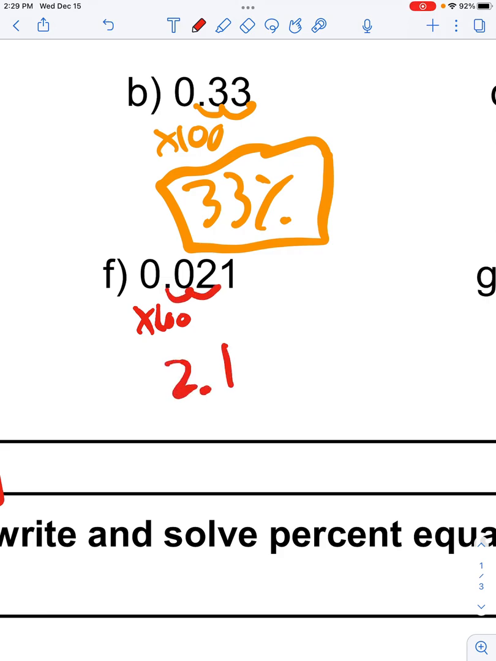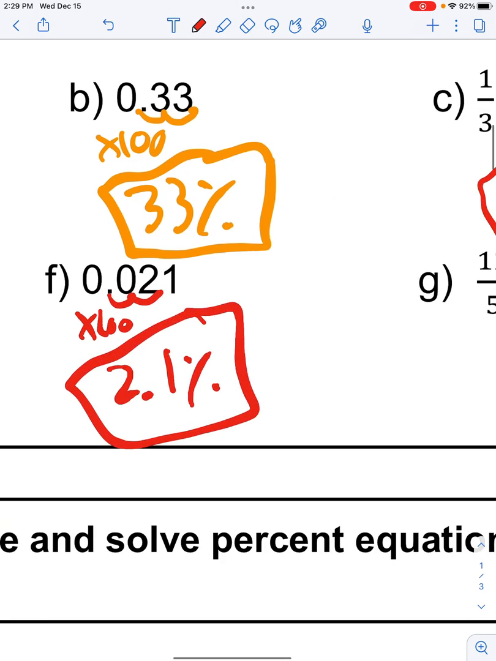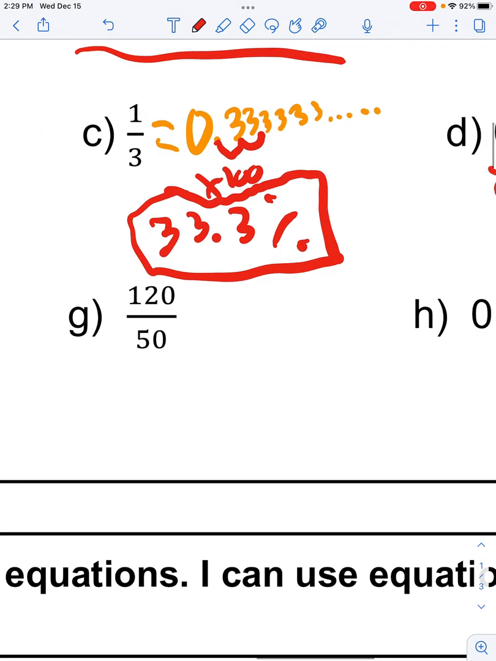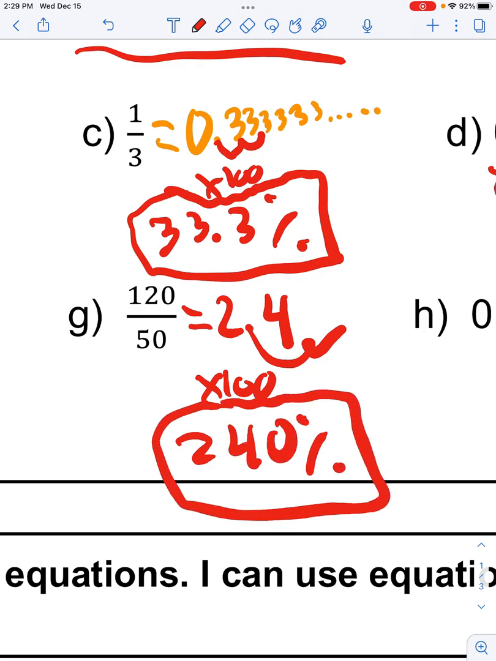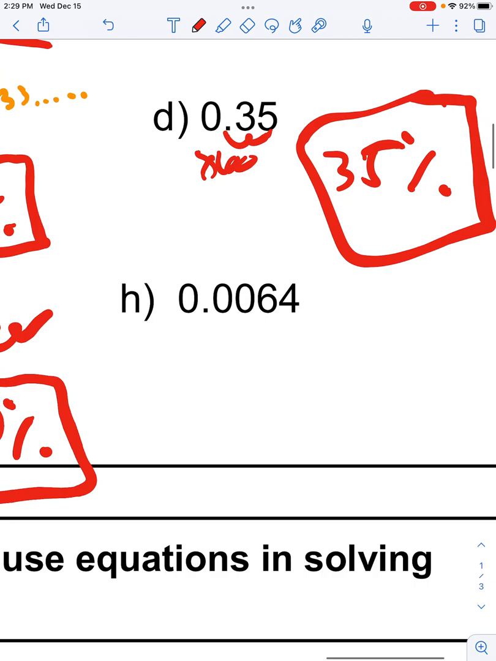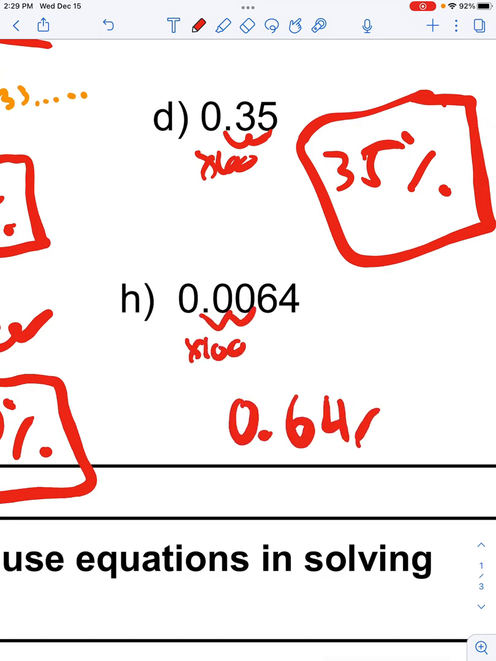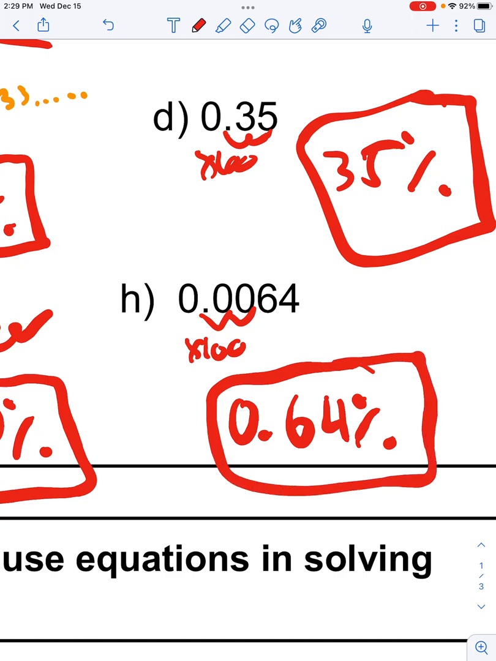0.21, multiply by 100, you get 2.1%. 120 divided by 50 gives me 2.4, which, if I multiply by 100, is going to give me 240%. And multiply by 100, I get 0.64%.